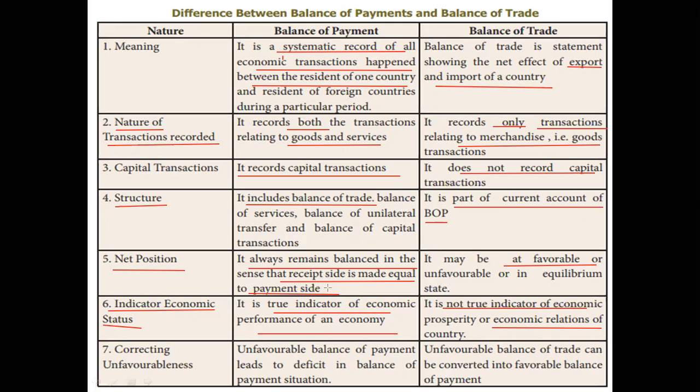ठीक है? So indicator of economic status, it's clear to all of you. On the basis of indicator of economic status, which shows the economic status as a true indicator, of course, balance of payment. But balance of trade is never ever the true indicator of economic transactions. All right. This last point will be covered in the further slides, when we talk about the unfavorableness. I hope this is clear to all of you.